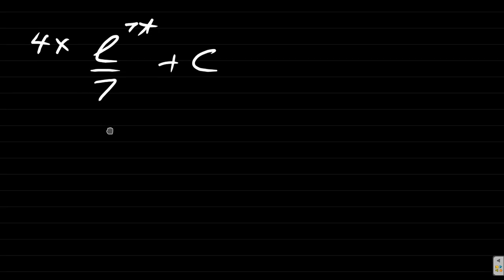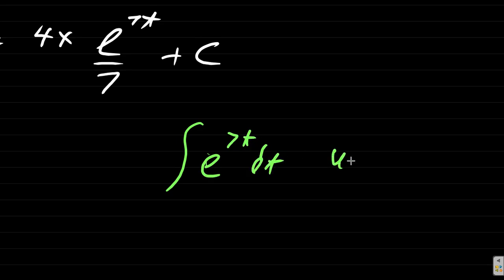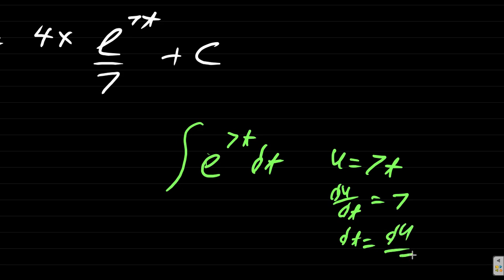U is not the whole of e to the 7t. You're integrating e to the 7t dt. So u is equal to 7t. That's what I should have done. So if we do that, we would have du by dt is equal to 7, right? And dt would be du over 7.